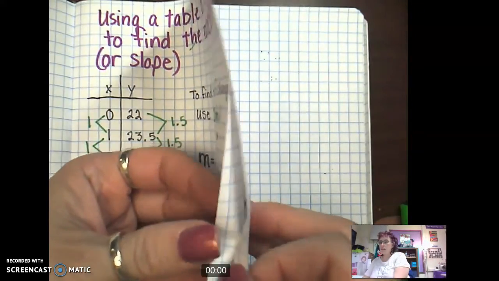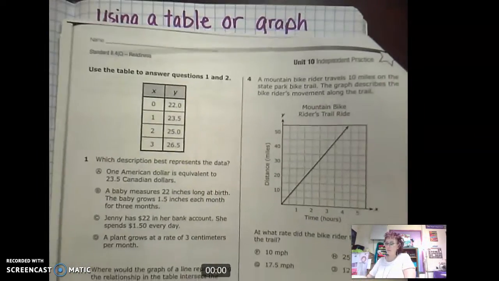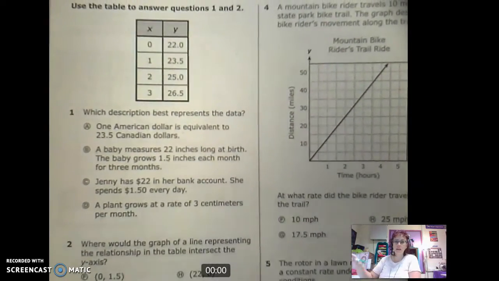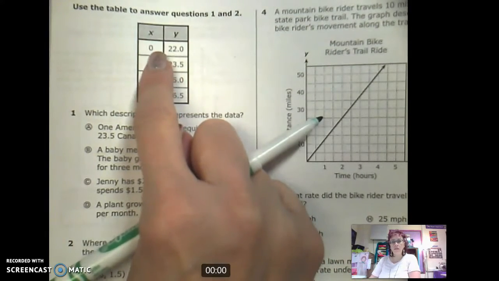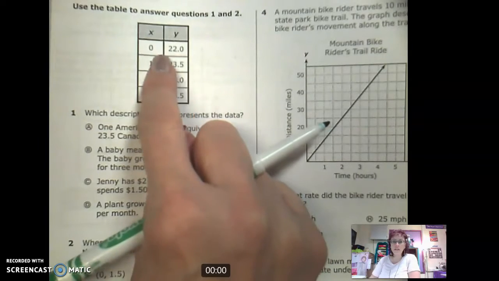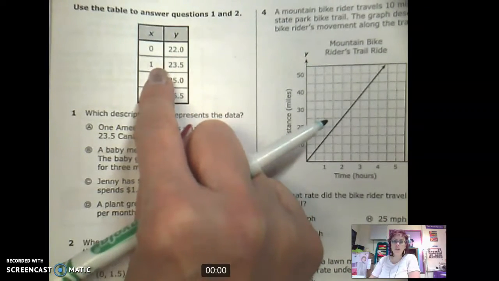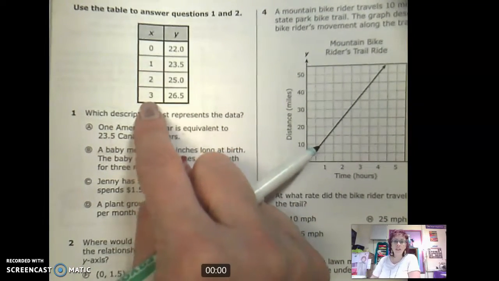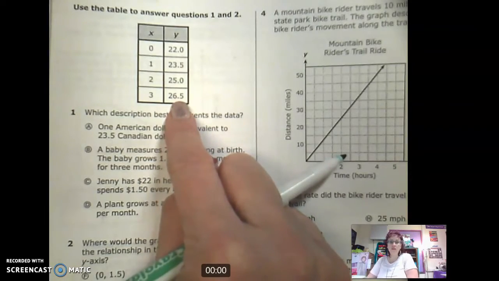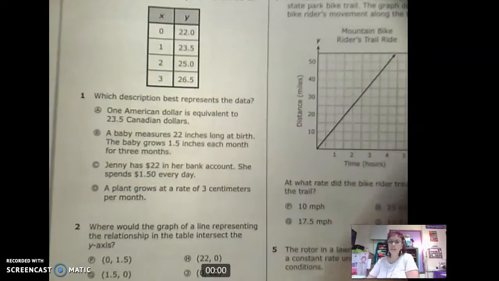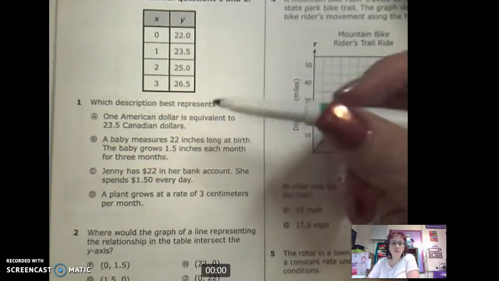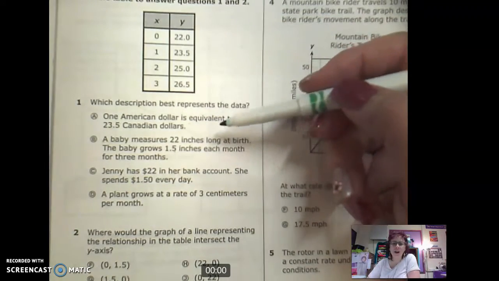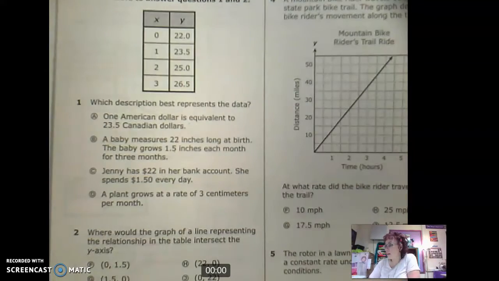Okay, so now let's look at, well, here you go. Here's a problem that we were working in class. Here's that exact same table, and it's got 0, 22. That's an ordered pair. That's an x and a y value. 1 and 23.5, 2 and 25, 3 and 26.5. So one thing that you may be asked to do on a STAR test question would be to find which situation matches the data in the graph.